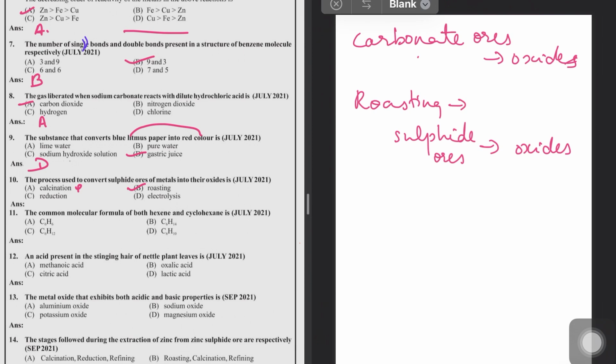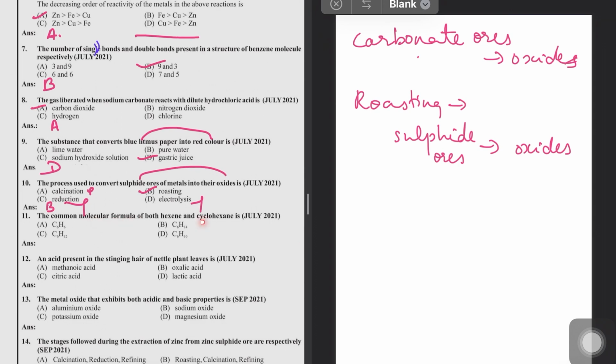What about reduction? It is addition of hydrogen, that is gain of electrons, where there is no conversion of sulfide ores. Then what is electrolysis? It is involved in electroplating with the help of electricity. So this also has no connection with converting sulfide ores into oxides. Hence the correct answer for the 10th question is option B, roasting. Coming to the next question.